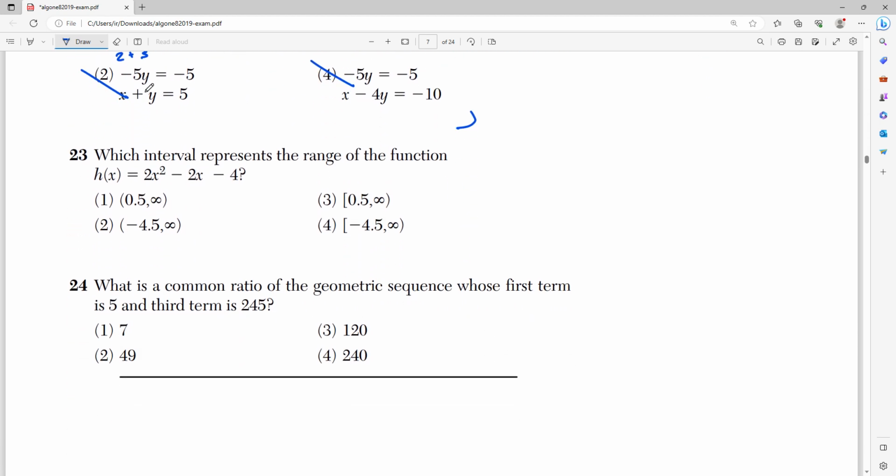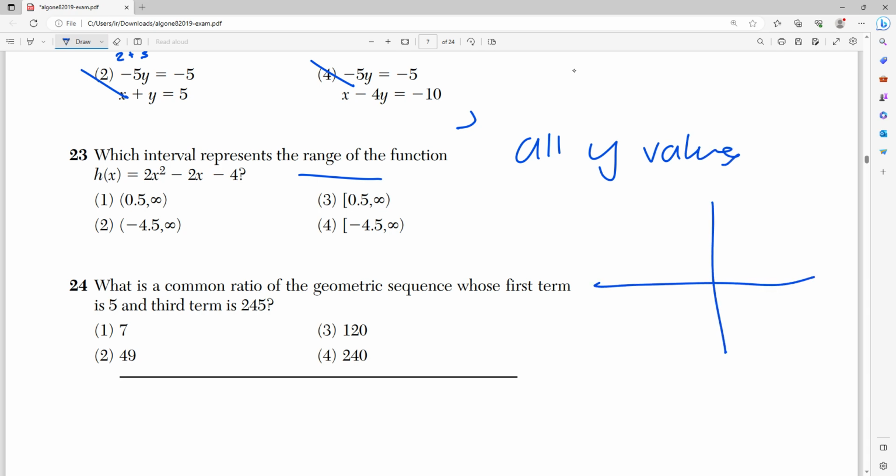That's all. Which interval represents the range of the function h of x, 2x squared minus 2x minus 4? All you have to do is go into your calculator and graph it in: 2x squared minus 2x minus 4. Remember that range is all y values, right? So once you graph it, your graph is going to look something like this, right? So automatically, I know that it's going to go to infinity. But where is it stopping at?